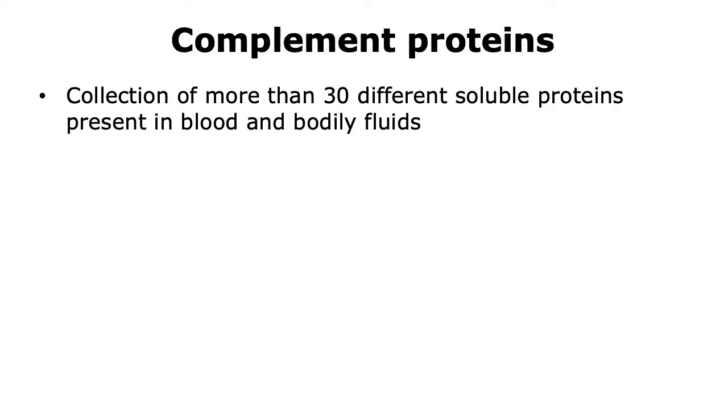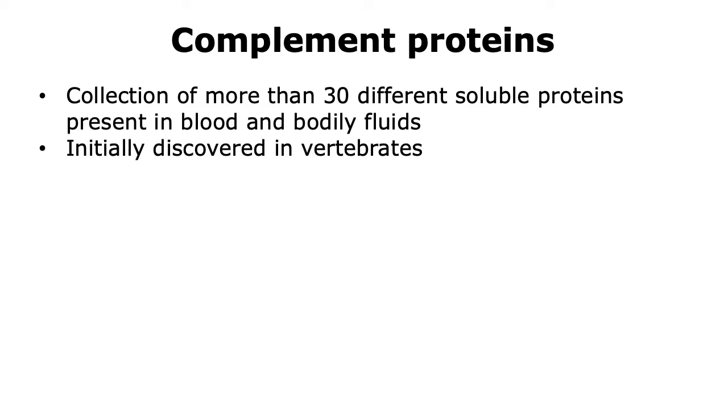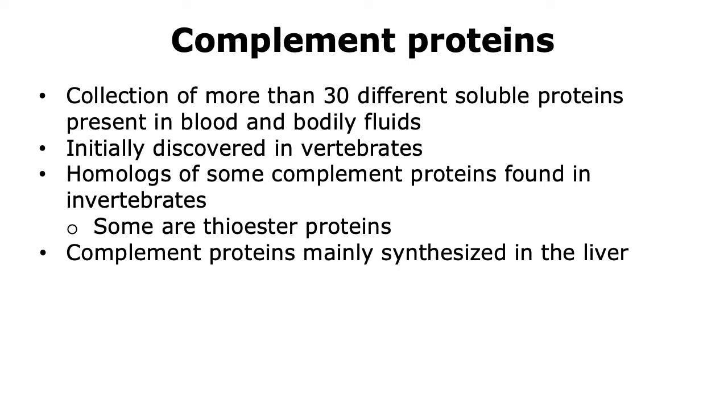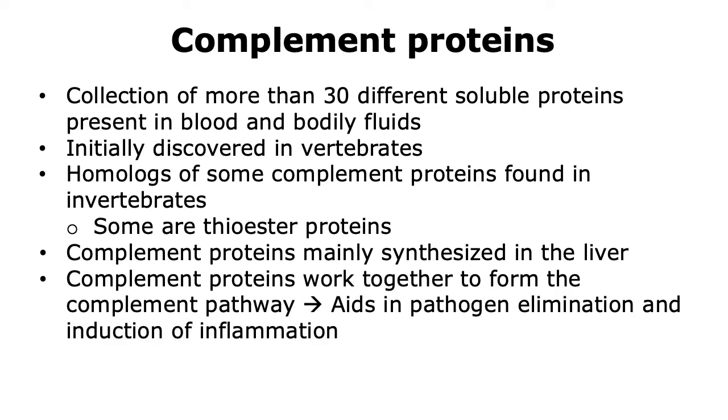The complement proteins are a collection of more than 30 different soluble proteins that are present in blood as well as bodily fluids. They were initially discovered in vertebrates. However, now we know that homologs of some complement proteins are also found in invertebrate organisms. A lot of complement proteins are thioester proteins, and when we look at vertebrates, the complement proteins are mainly synthesized in the liver. Now, the complement proteins work together and form a cascade that's called the complement pathway.